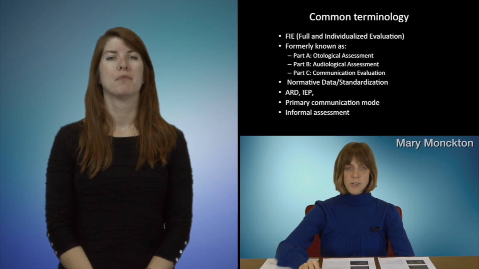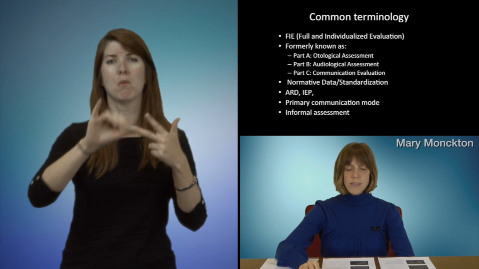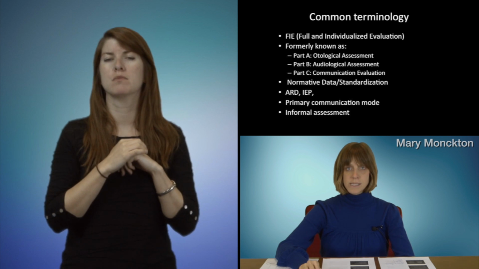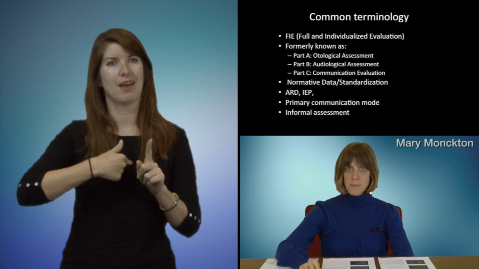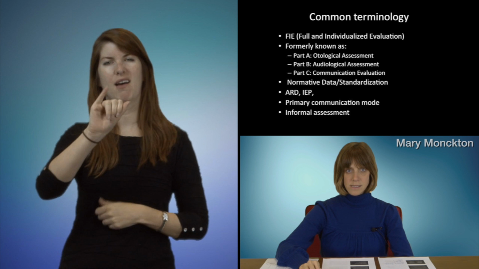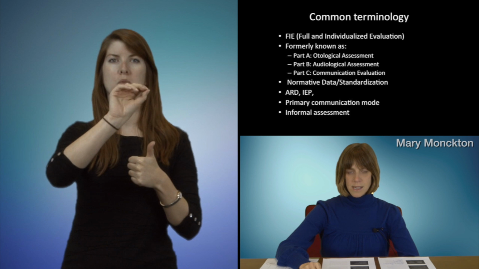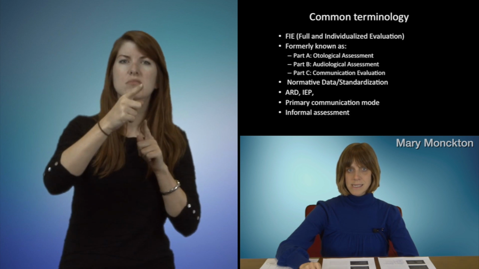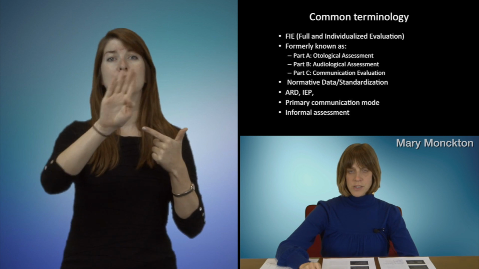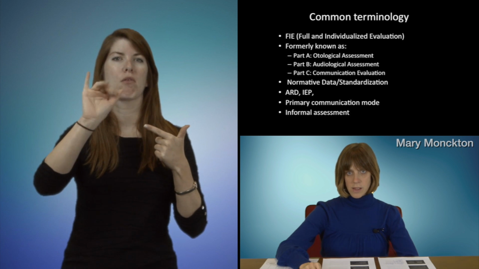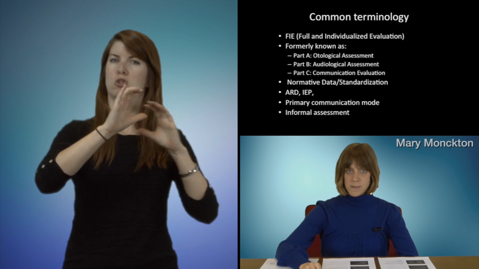Here in Texas, the terms Part A, Part B, and Part C were terms that referred to criteria that helped determine if a child was a child who had an auditory impairment, or AI, here in Texas. Part A refers to an otological assessment, that is, a specific assessment done by an ENT doctor. Part B was referring to an audiological assessment, which is a hearing assessment conducted by an audiologist. And Part C was referring to a communication evaluation.